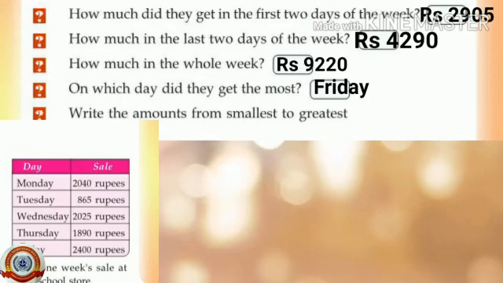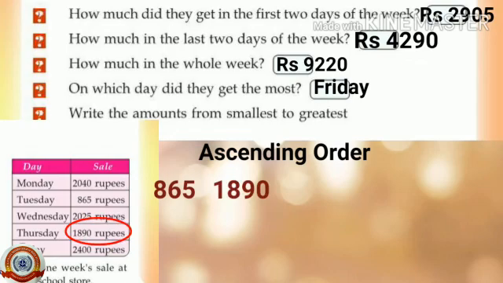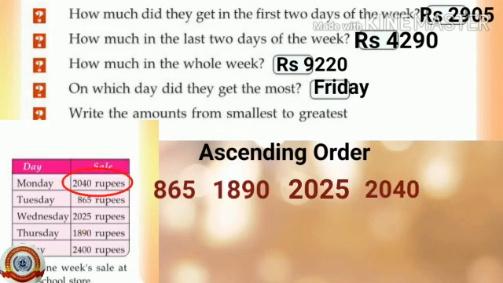Write the amounts from smallest to greatest. That means arrange these numbers in ascending order. Which is the smallest number here? 865. So 865 comes at first. Next, 1,890. After this, 2,025. Then 2,040. And at last, 2,400.